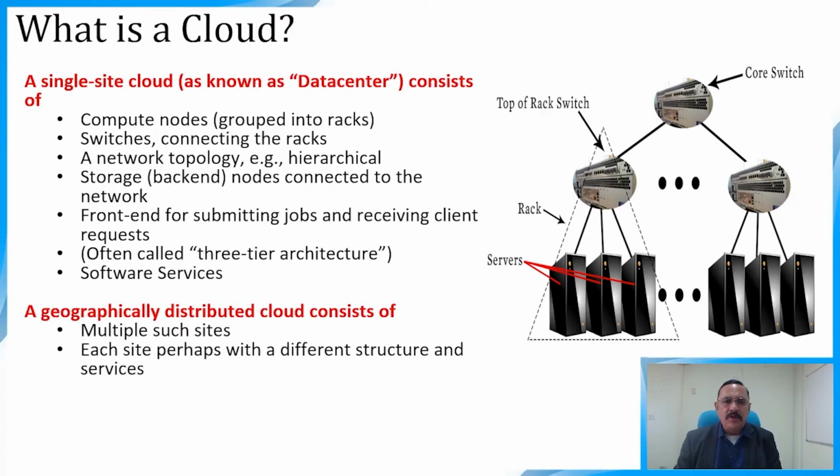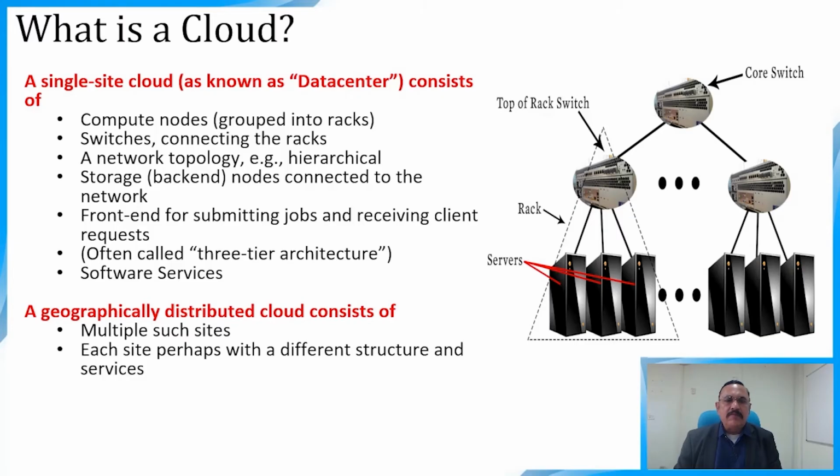Then it has the network topology of all these networking devices: the top of the rack switches connect the servers, and the racks are often connected together with the help of a core switch. Then it has the storage, that is, the back end nodes connected to the network. Then it has a front end for submitting jobs and receiving client requests, and this entire thing is often called a 3-tier architecture, and it runs the software services. That was a single site cloud, which is also called the data center.